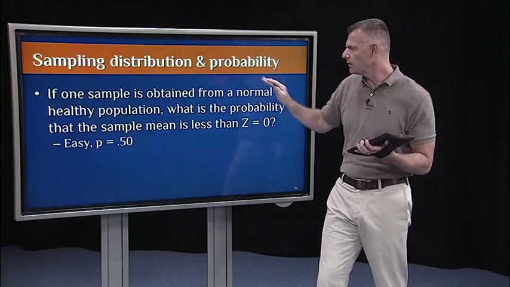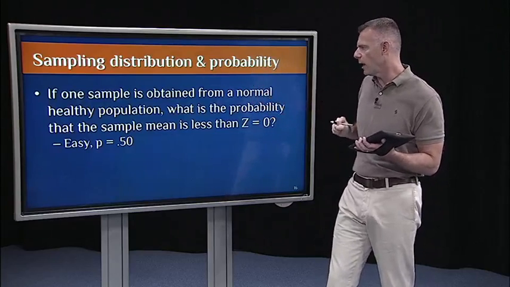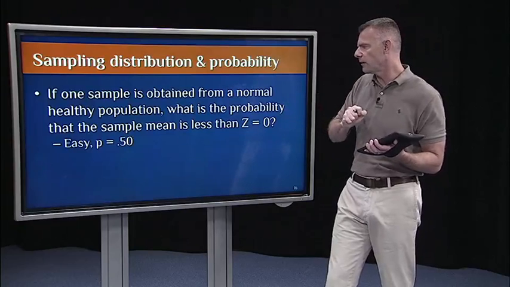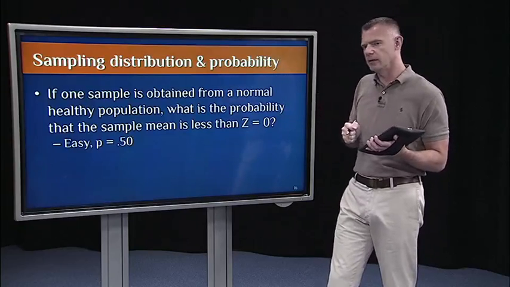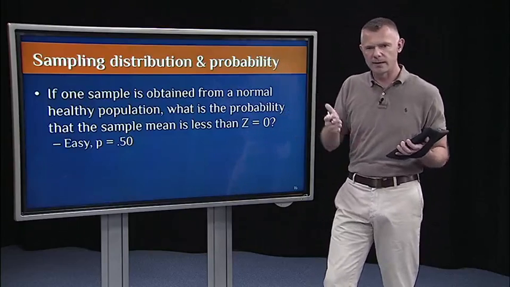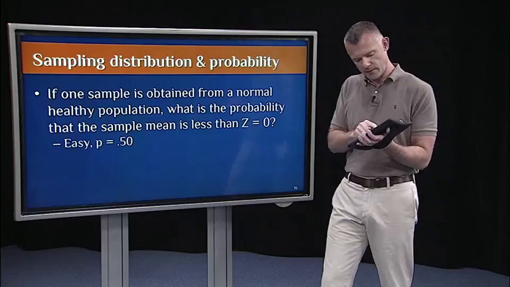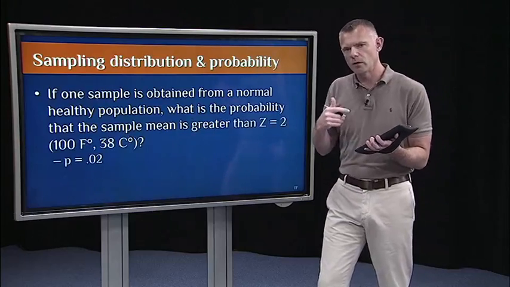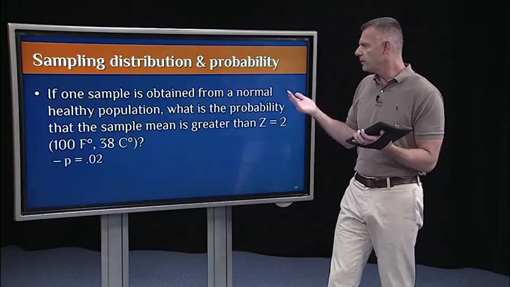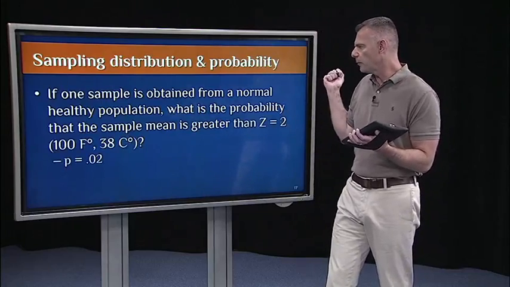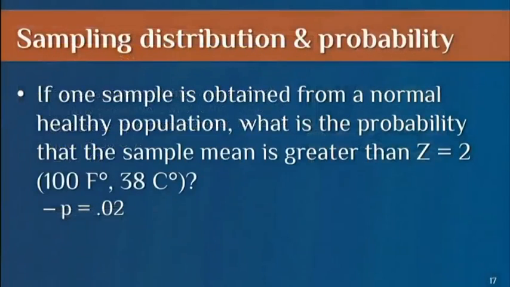So I can say if one sample is obtained from a normal, healthy population, what's the probability that the sample mean is less than Z equals 0? Well, again, that's easy. Z equals 0 is the mean, so it's just P equals 0.5. Let's go to the more extreme example. If one sample is obtained from a normal, healthy population, what's the probability that the sample mean is greater than Z equals 2? That would be really unlikely. Again, the p-value would be about 0.02.